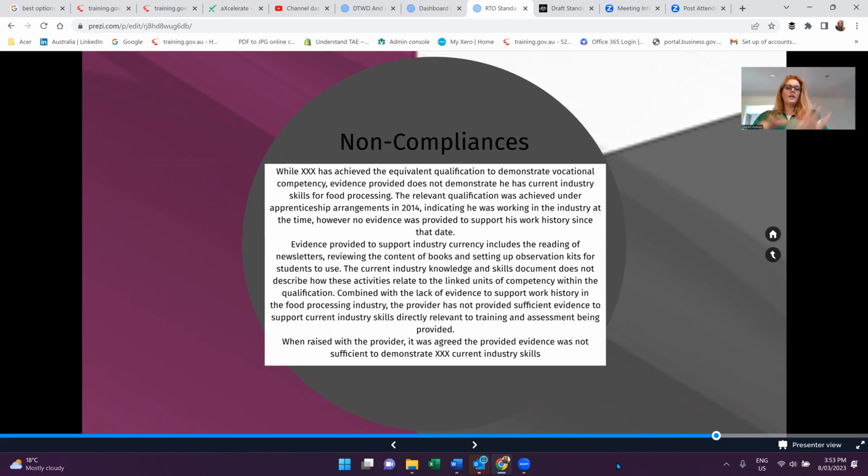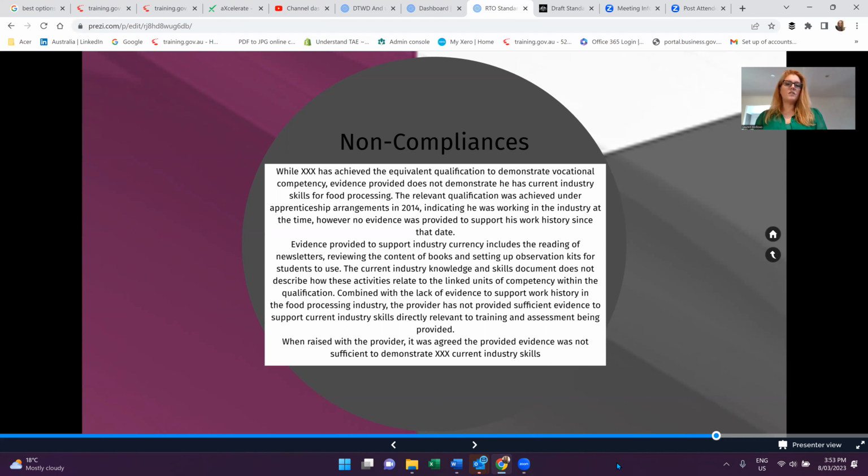Okay, so here's some examples of non-compliances. So while XXX achieved their equivalent qualification to demonstrate vocational competence, basically what that means is that they actually have a qualification which is equivalent. So it's generally an older version. Like, you might be delivering the SIT30622 Cert III in Hospitality, but you've got your 16 version, or you've got the 13 version or something like that, right?